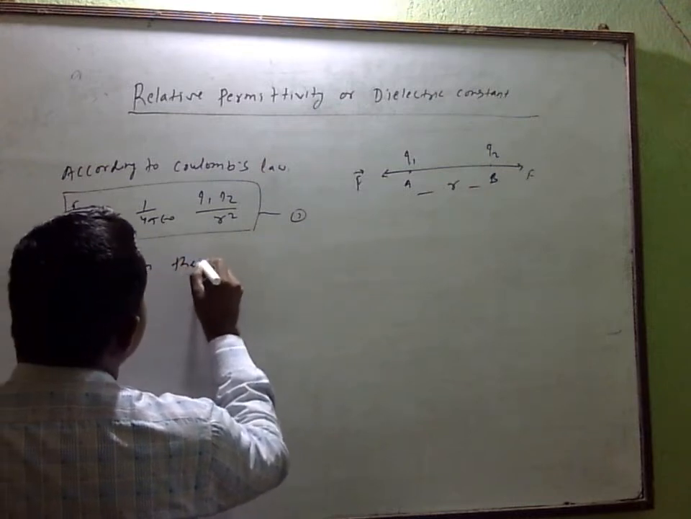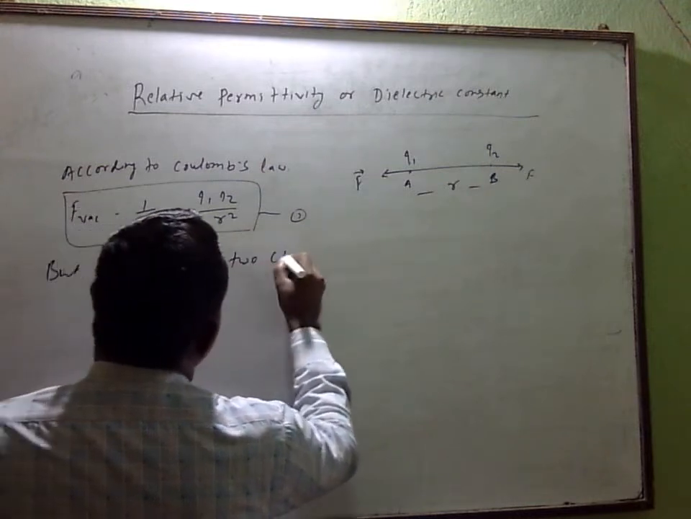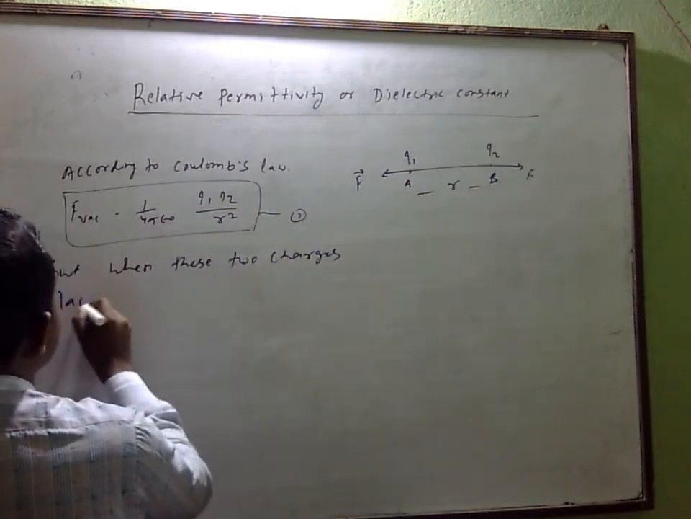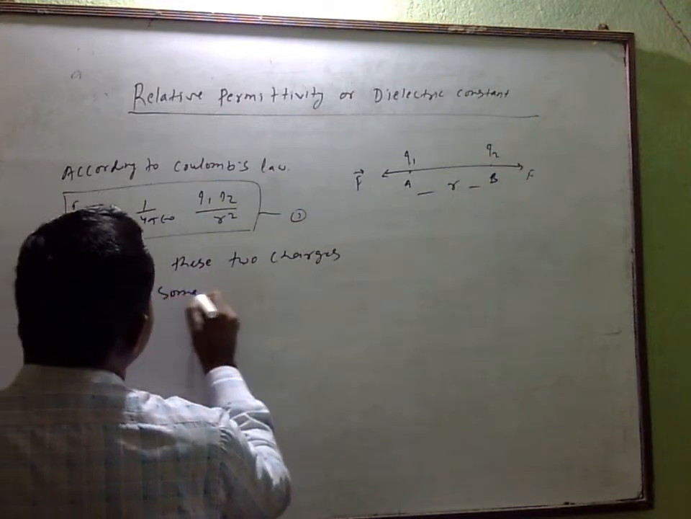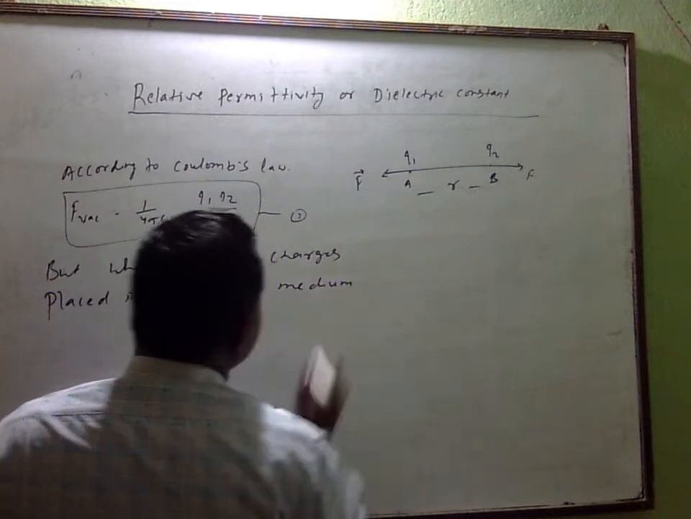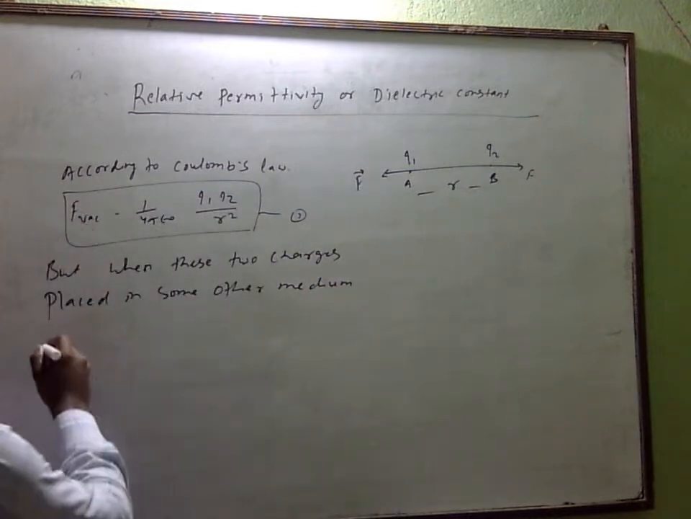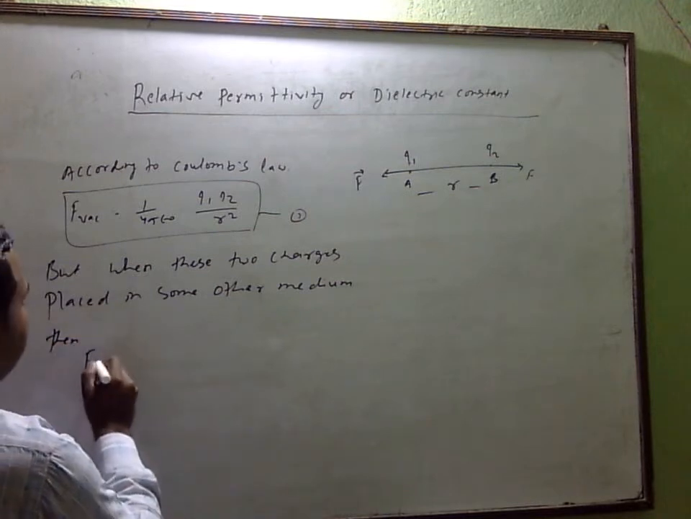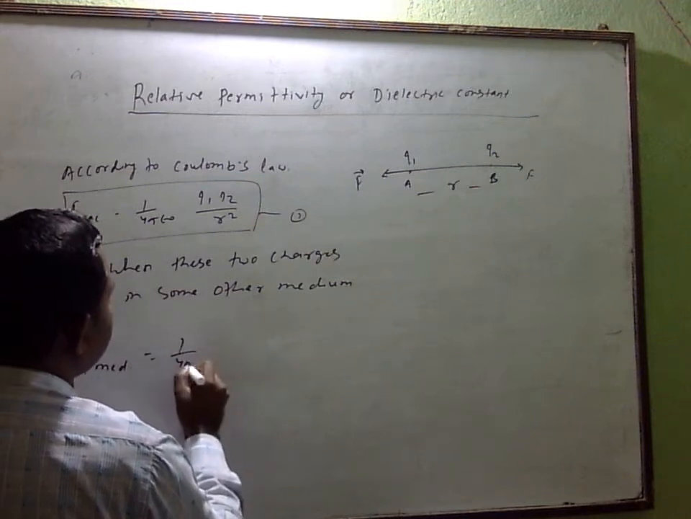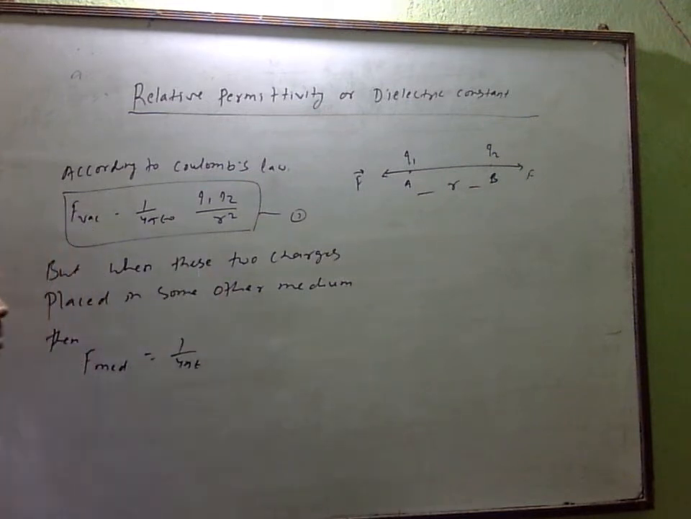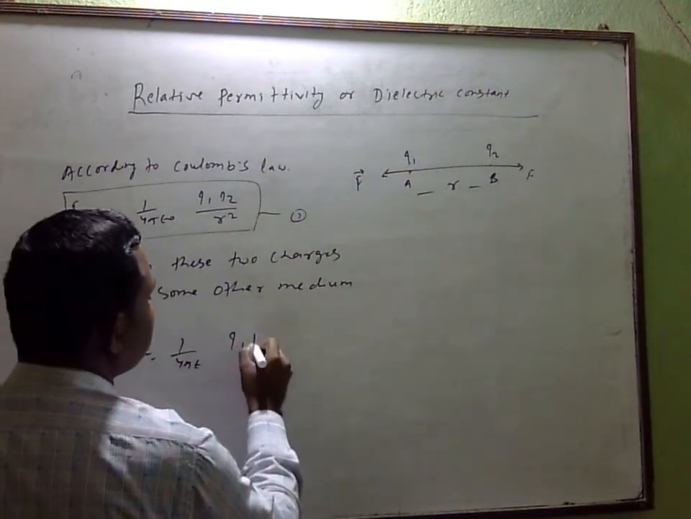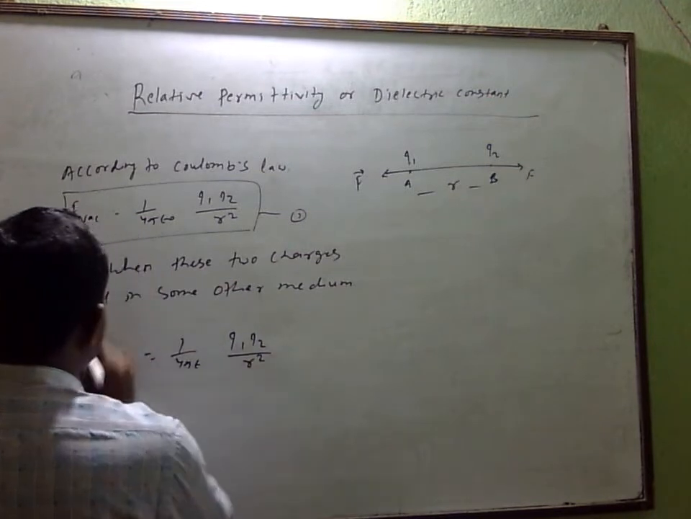But when these two charges are placed in some other medium, then what can we write? We can write F medium, or shortly F med, equal to 1 by 4 pi epsilon, and the naught we remove here. So only epsilon is here, into Q1 Q2 by R square.